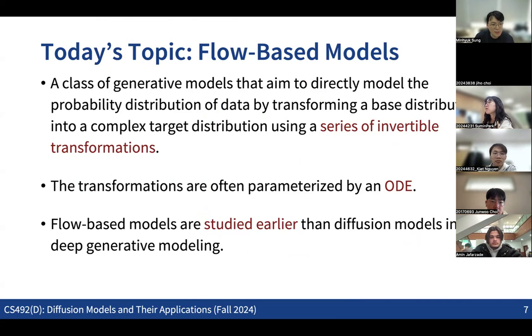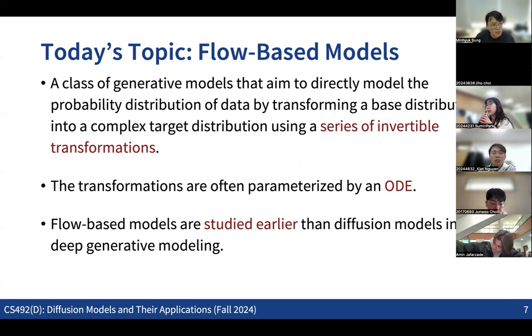So it's a relatively older model than the diffusion models. The basic idea of the flow-based model is not using a diffusion process. As we also discussed previously, all generative models are basically about finding some kind of mapping between a reference distribution, a base distribution, which is typically the unit Gaussian distribution, and the data distribution.